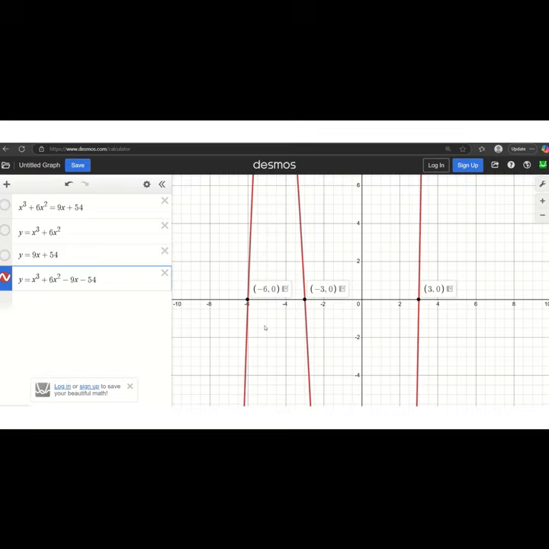are indeed where it is crossing the x-axis. So in the first one, you just had these vertical lines. They look like they're crossing there, but you can't be sure. If you graph it this way, you'll be able to see it better.